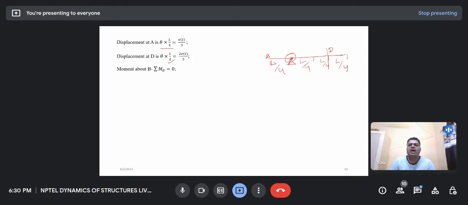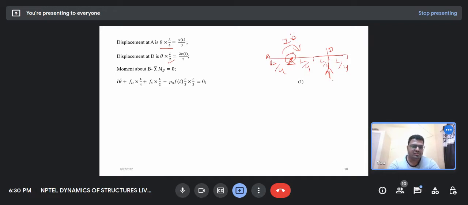You can continue, sir. Okay, so I have taken the moment about B, which is the pin joint. There is some inertial force which I have shown in the previous figure, I theta double dot, and that is in the clockwise direction, and there is some force Ft in the downward direction. There is an F damper force in the upward direction and Fs in the downward direction, and there is some kind of load here in the upward direction.